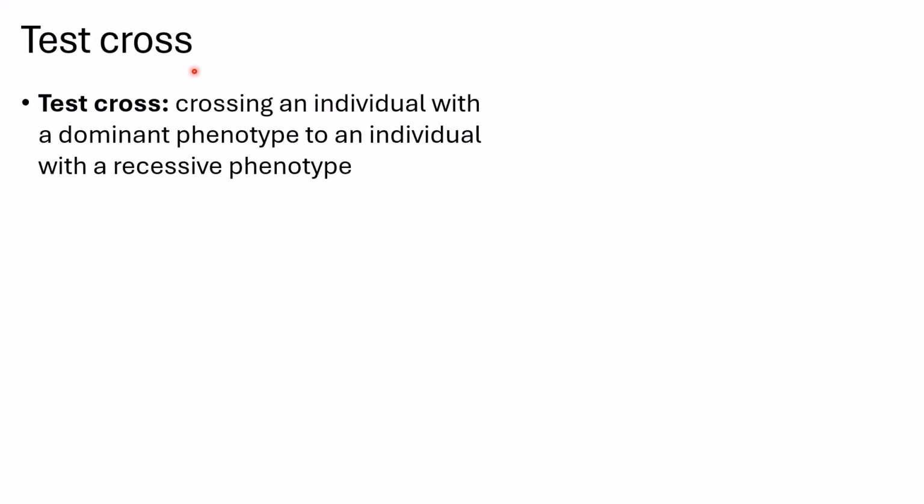Since homozygous dominant genotypes and heterozygous genotypes both manifest as a dominant phenotype, how can we figure out if an organism with a dominant phenotype is homozygous or heterozygous? We can perform something called a test cross. This involves crossing an individual with an unknown genotype with an individual that has a known genotype, which is generally an individual with a recessive phenotype, since it means they must have a homozygous recessive genotype.